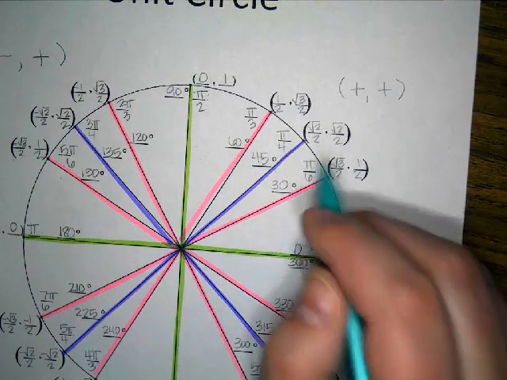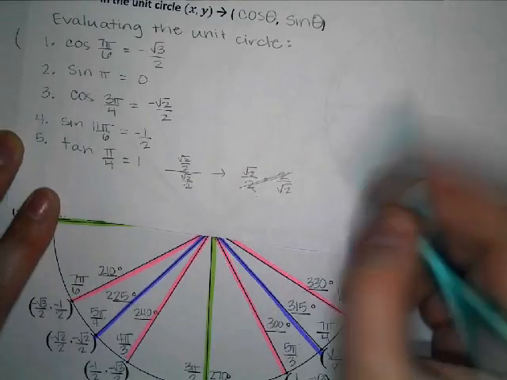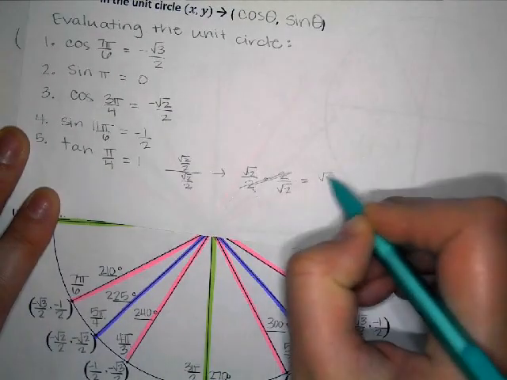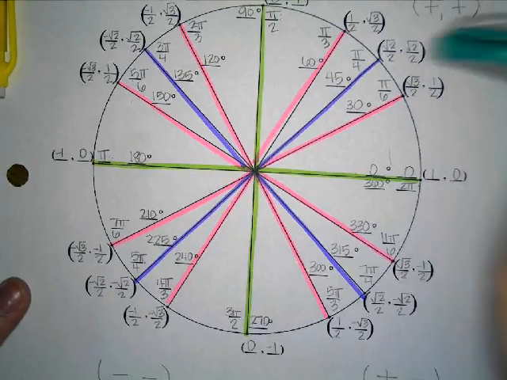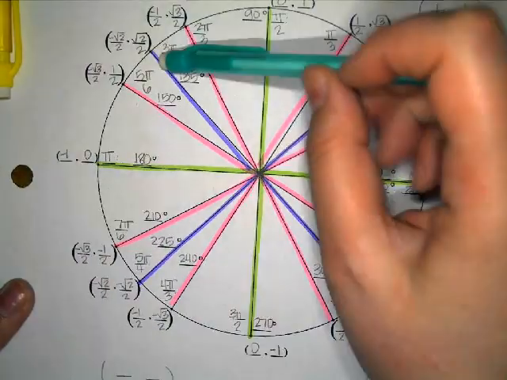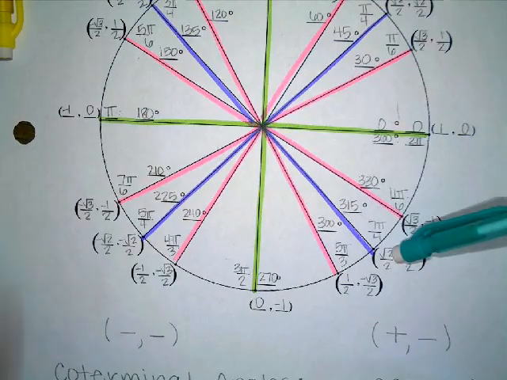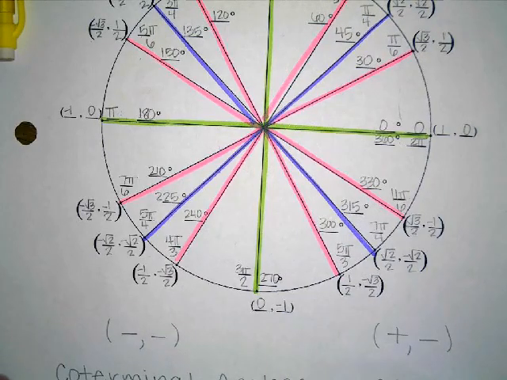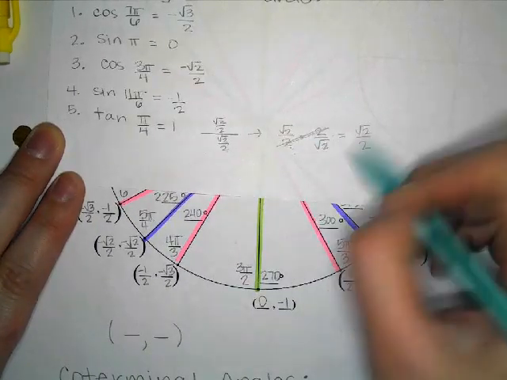You said that most of the answers are 1, but... The ones that are 1 are the ones that are the same. So pi fourths, 3 pi fourths, 5 pi fourths, and 7 pi fourths are either 1 or negative 1. Yeah, the signs. So this one ends up being root 2 over root 2, which is why it's 1.